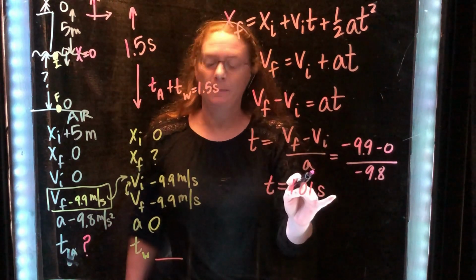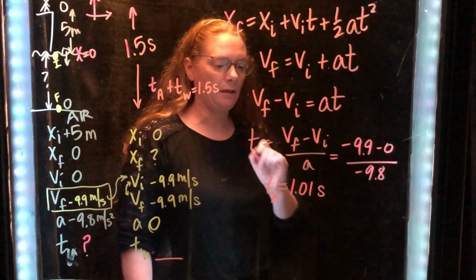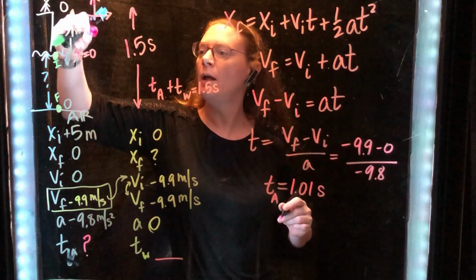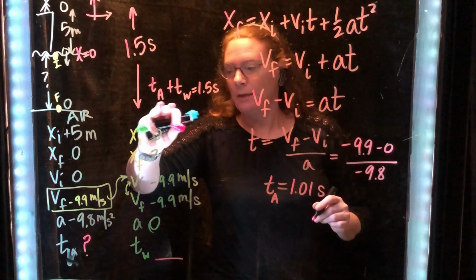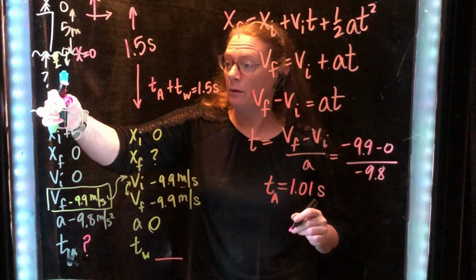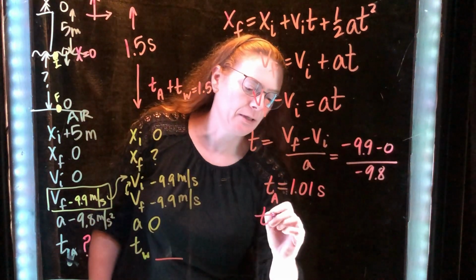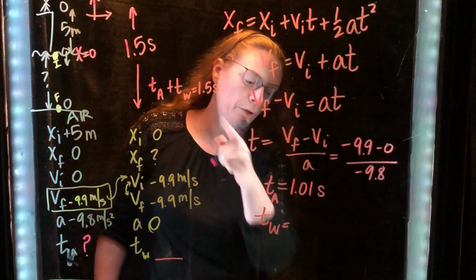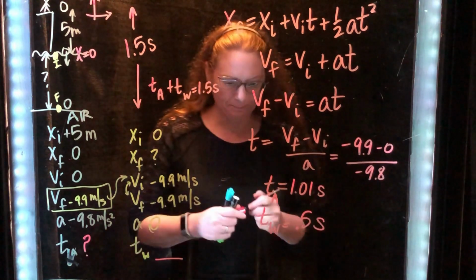So what is this? This is the time in air. So this is the time it takes in air to drop from the bridge to the surface of the water. We know the total time it takes to go from all the way up here to the bottom is 1.5 seconds, which means the time in water, 1.5 minus 1, is 0.5 seconds.